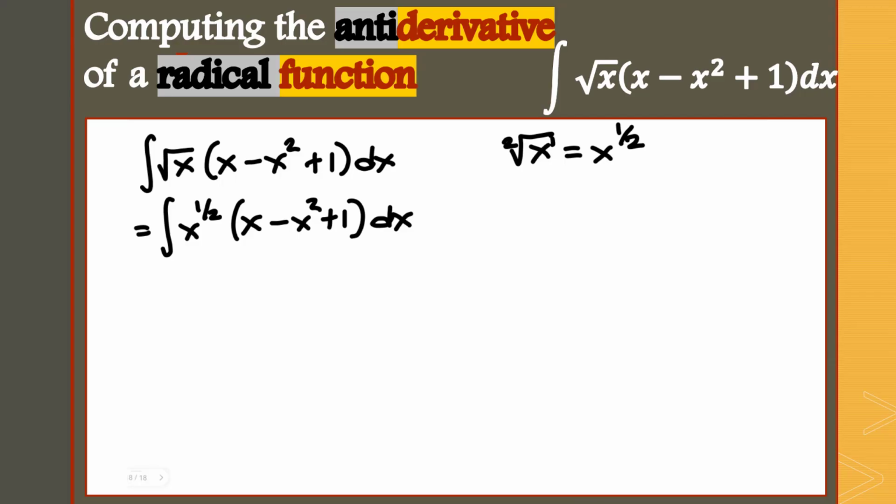Because when you multiply that using the laws of exponents, specifically the multiplication law, because we have the same bases, we'll be adding the exponents. So this is actually the integral of x to the power of, when we add the exponent here, that's basically 1, right? So 1/2 plus 1, that's 3/2.